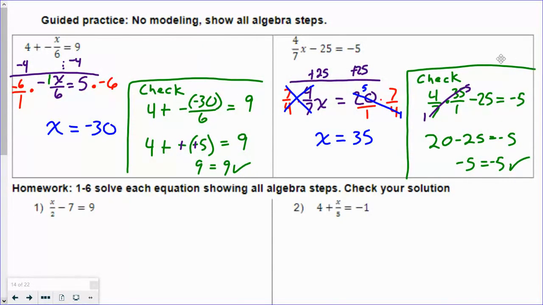All right, welcome back. So this is what I got. I got x equals a negative 30. I had to multiply both sides by negative 6. This one, I first got rid of my 25 by adding it to both sides. Then I multiplied by the reciprocal. So that meant I had to multiply by 7/4 instead. Once you cross reduce, you get x equals 35.